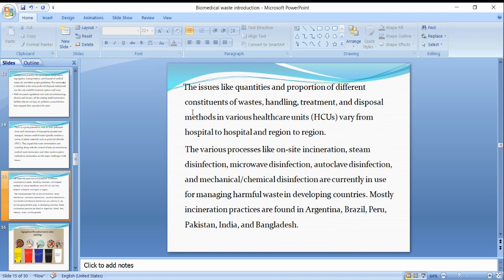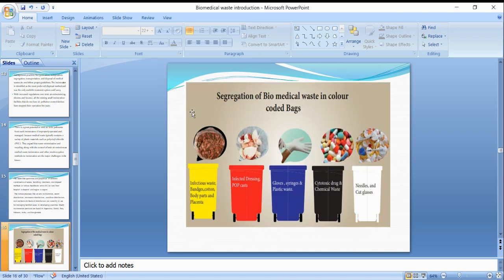So in the developing countries, these are the methods they are using: incineration, steam disinfection by maintaining a controlled temperature, microwave disinfection, and the autoclave method. Mostly incineration, the burning process, is found in Argentina, Brazil, Pakistan, India, and Bangladesh. In our country, we are still following the incineration process only.